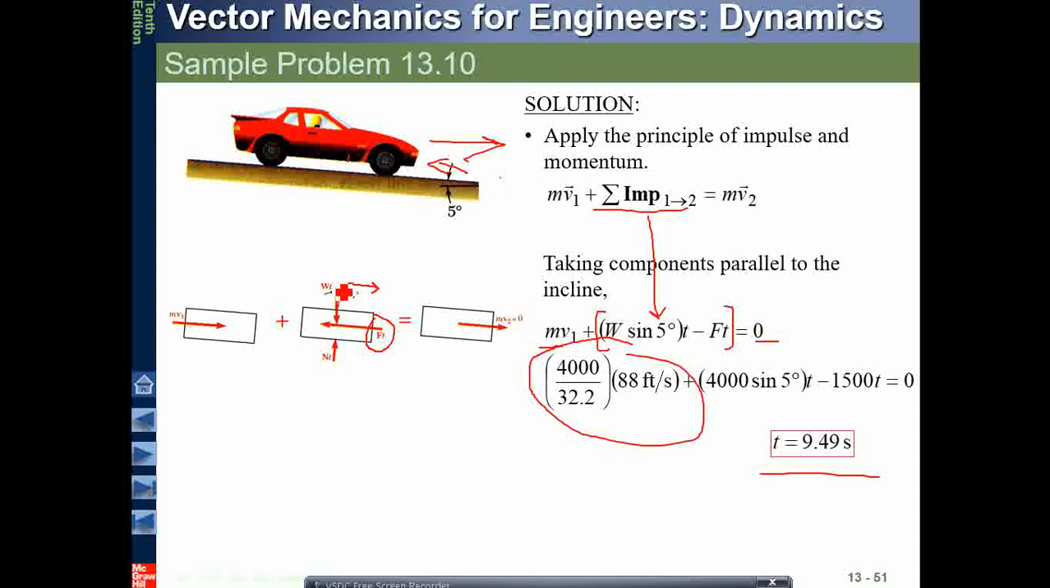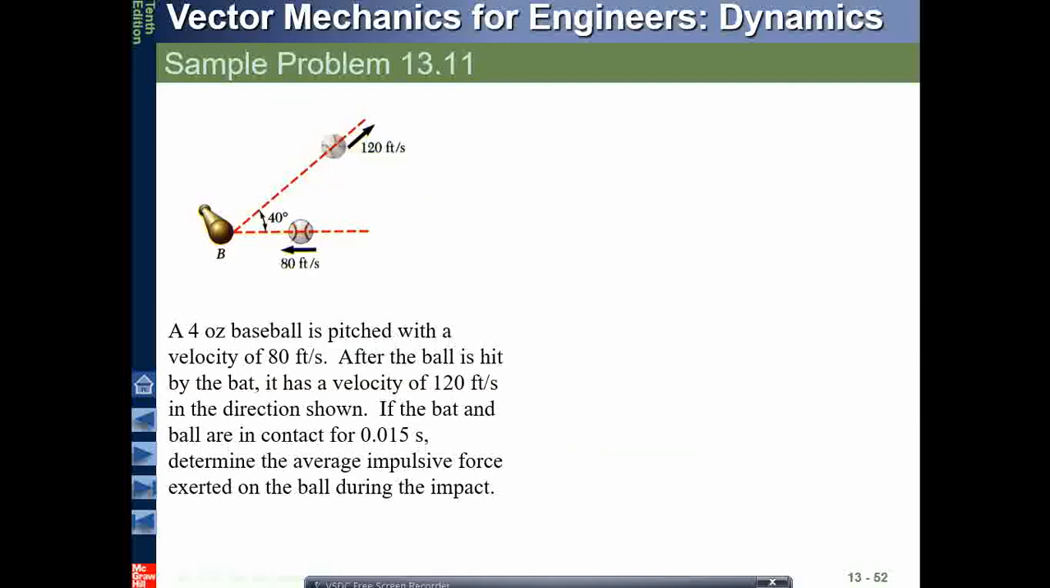So I hope this problem shows that you can solve the same problem using kinetic energy and potential energy methods, and can also solve it using the impulse momentum methods. Let's see another problem, a good problem actually. And this is a baseball, a very certain example.